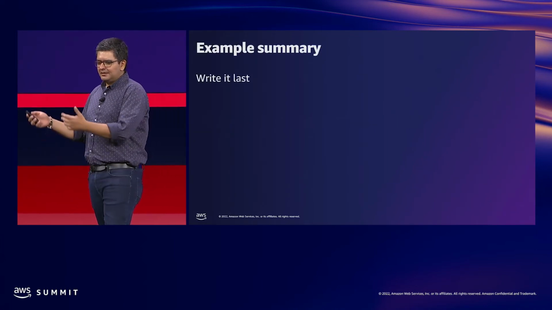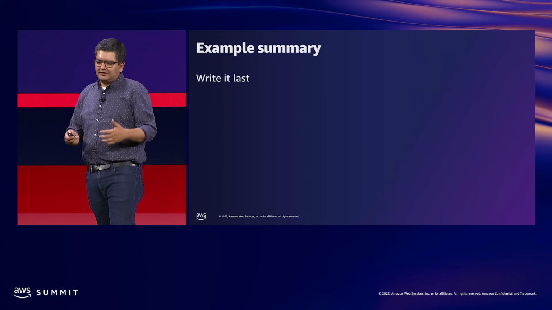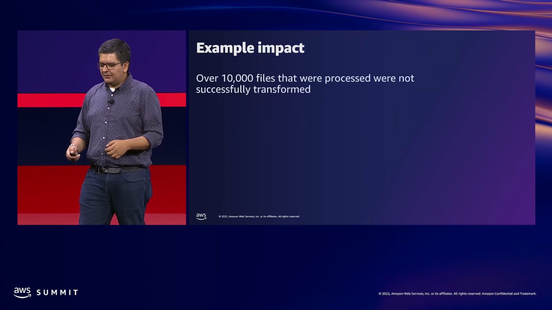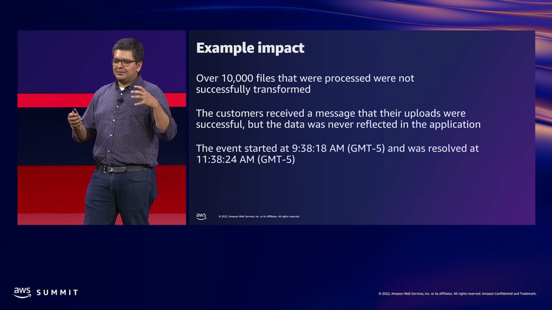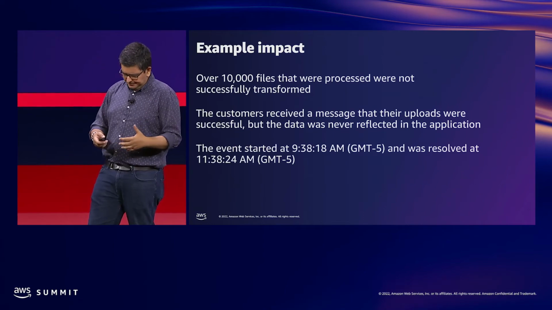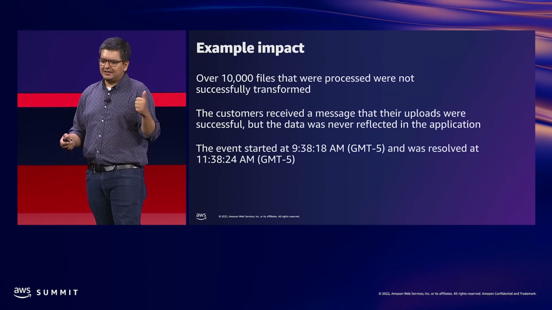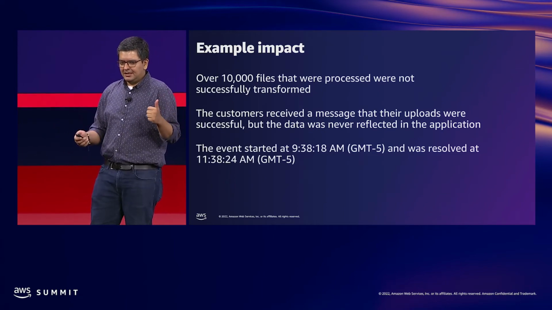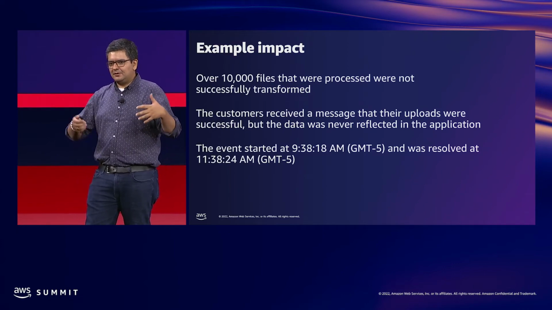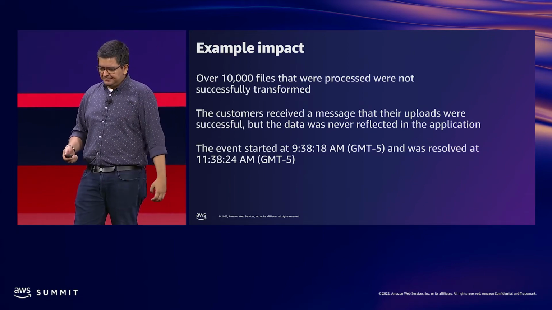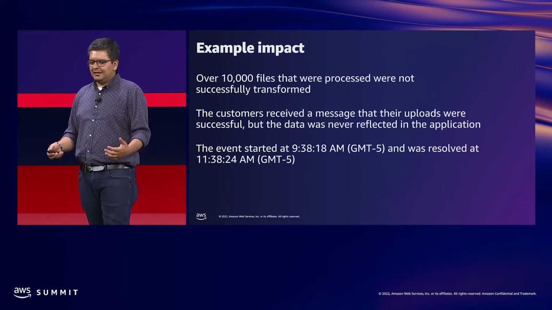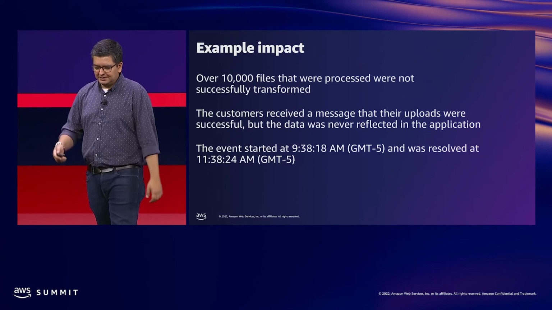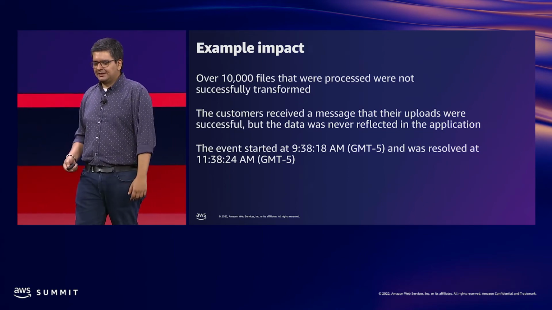Okay, as Johnny mentioned, the summary is the first part of the document, but we are going to write it last. Now for the impact. Remember, this needs to be extremely concise. So for this example, what happened? Over 10,000 files that were processed were not successfully transformed. The customers were receiving a successful message, but the data never reflected in the application, and the exact time the event started and when the service team resolved it is all in the impact.